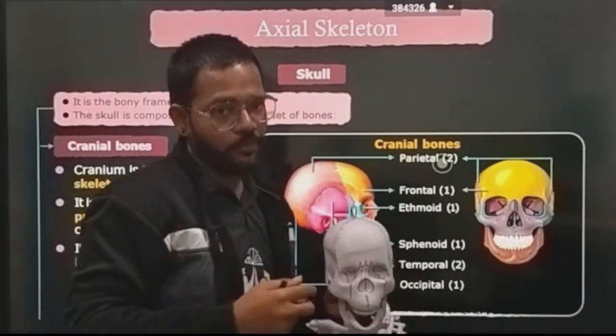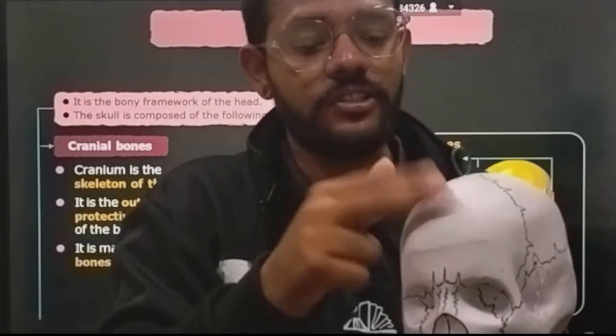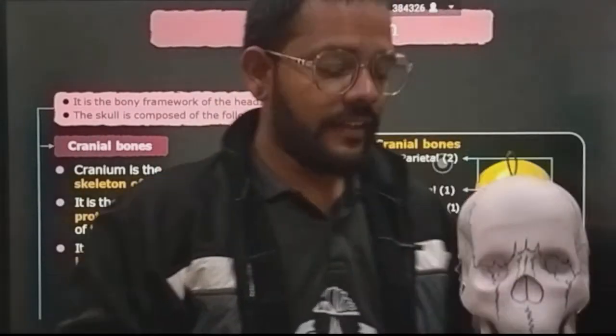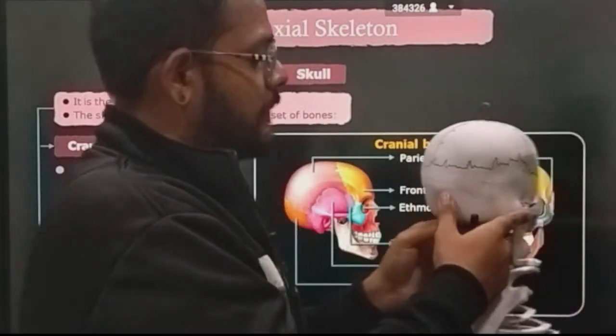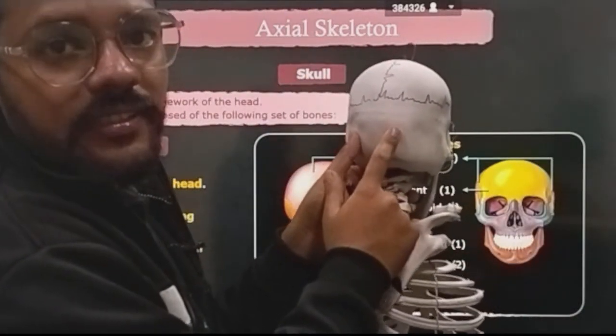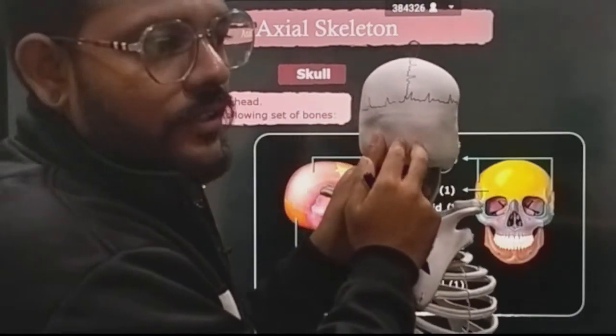Then we have the frontal bone, the front bone, which we call the forehead. The forehead bone is your frontal bone, and it is 1 in number. Then we will go to the occipital. The backside bone of your skull, the backside bone of your cranium, is the occipital bone.